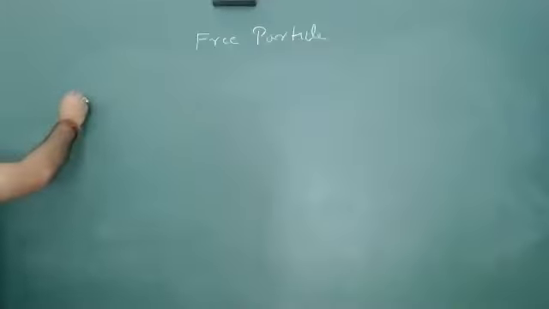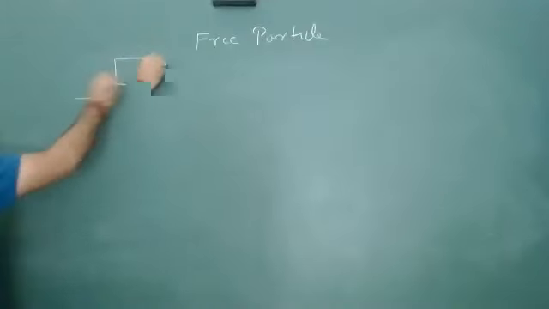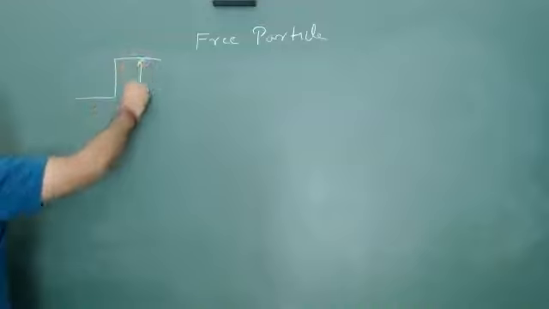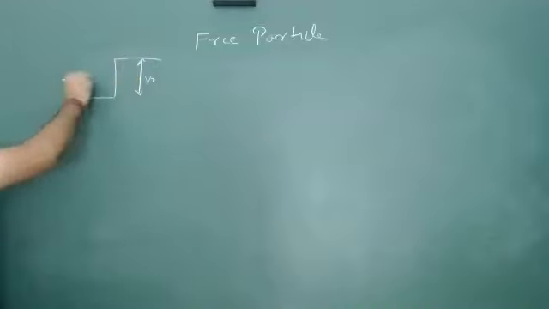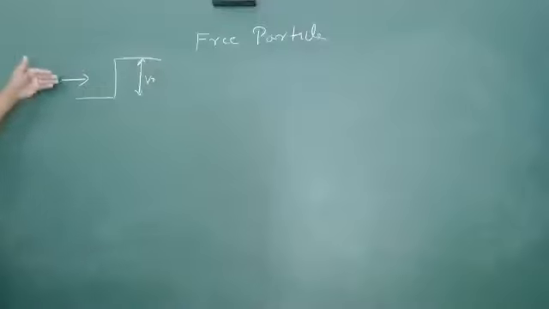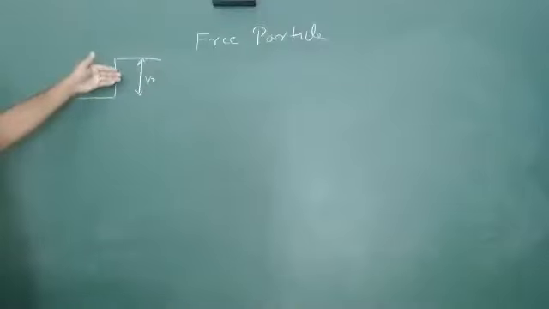So in this case, suppose this is my potential V naught and the particle is coming from the left. What will happen? Classically, the particle will collide and come back. So classically, this can happen. But let's see what will happen quantum mechanically.